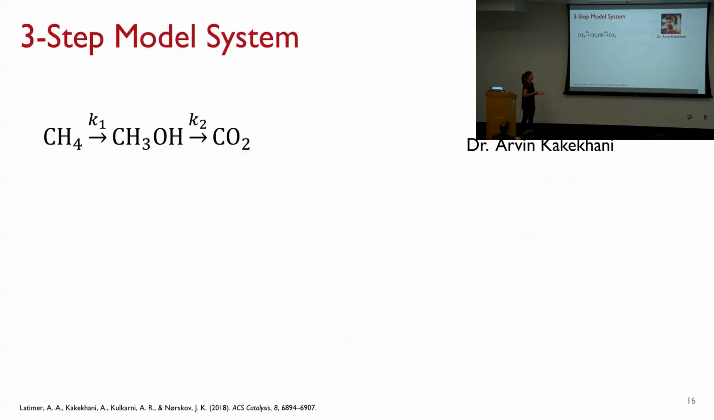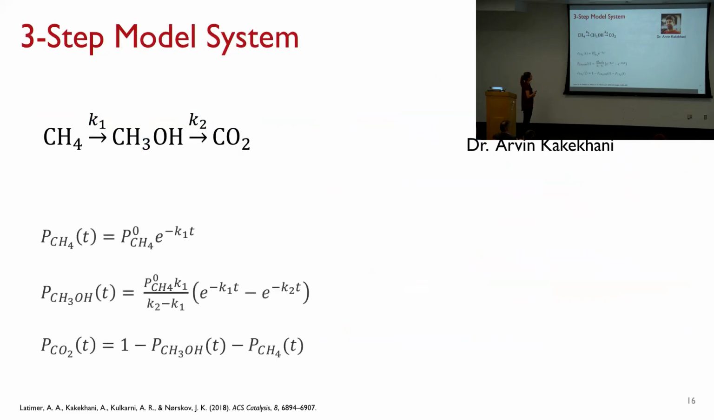To answer this question, I worked with Dr. Arvind Kakekani, who is a former postdoc in our group, and we devised a simple three-step model system. So in this model system, we just have methane going to methanol with some rate constant K1, and methanol going to CO2 with some rate constant K2. We assume we only have rates in the forward reaction, no reverse rates, as is typically the case in the very thermodynamically downhill oxidation reactions of hydrocarbons.